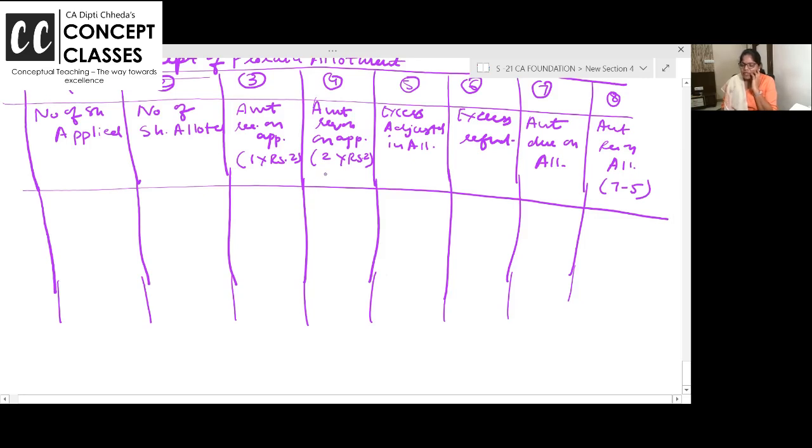3 minus 4 will give you excess amount. Adjust it against allotment. Still excess, adjust it against the refund. ठीक है? They have clearly said applications. Surplus on application is to be adjusted in allotment. और allotment में भी ज्यादा है तो वापस दे दो.